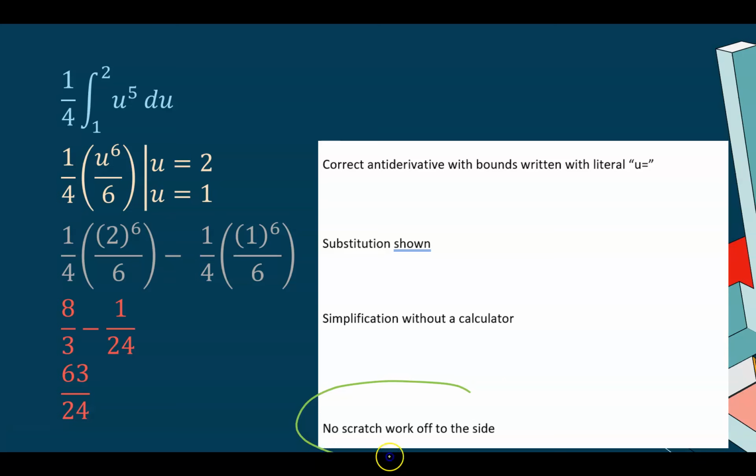Now, the last point I'm looking for in my class, no scratch work off to the side. Not crossed off, not erased, like there should be no scratch work. You should be able to do everything in the context of the problem. I hope that helps.